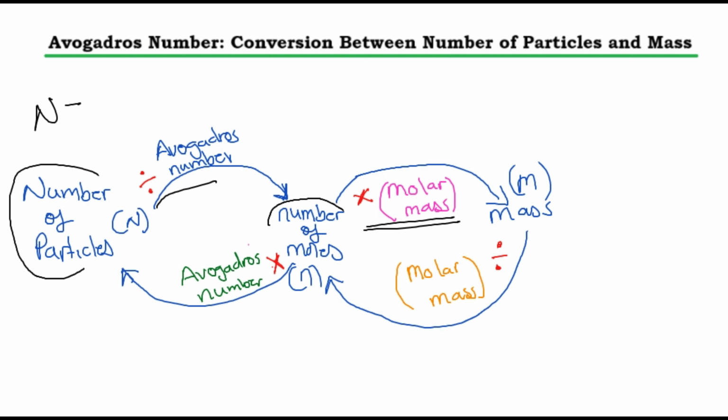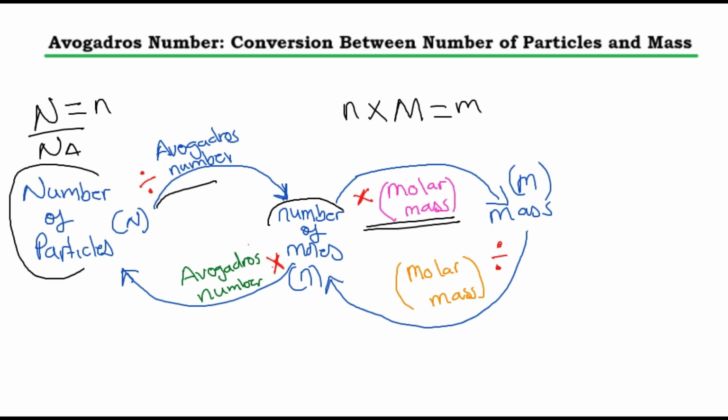So, number of particles is divided by the Avogadro's number. I get the number of moles. Once I get the number of moles, I multiply them by the molar mass. I get the mass. So this is how we can cross from number of particles to the mass.